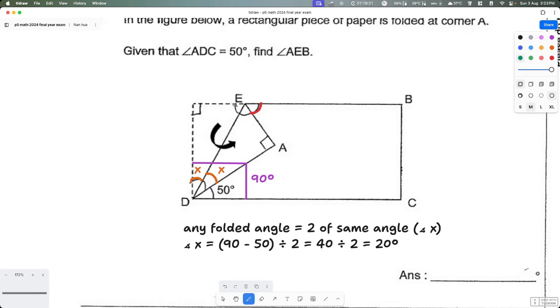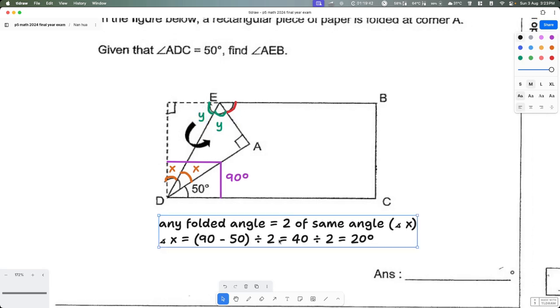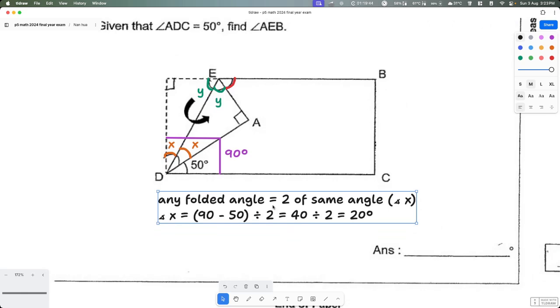Okay. And this is angle Y. So angle this and angle this, right? So I'm just gonna put here, or I just put here lah. Okay, you know what? I'm just gonna put like this. So there is in this case angle Y and then angle Y. Okay, so any folded angle is still the same angle.